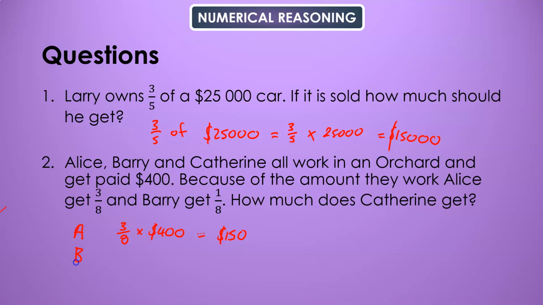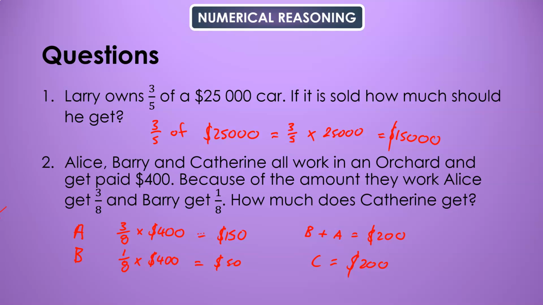B, Barry gets 1/8 of $400. So 1/8 times $400, which is equal to 50, which means in total, Barry and Alice get $200, meaning Catherine must get the remaining $200.